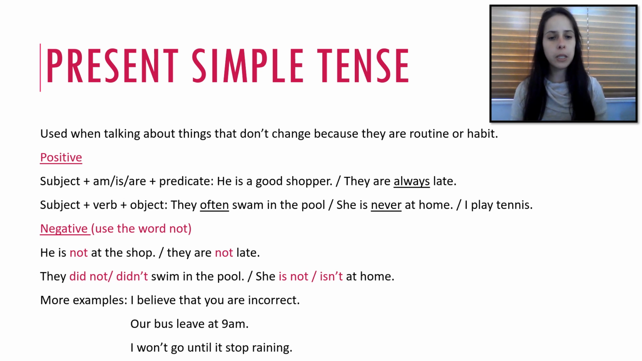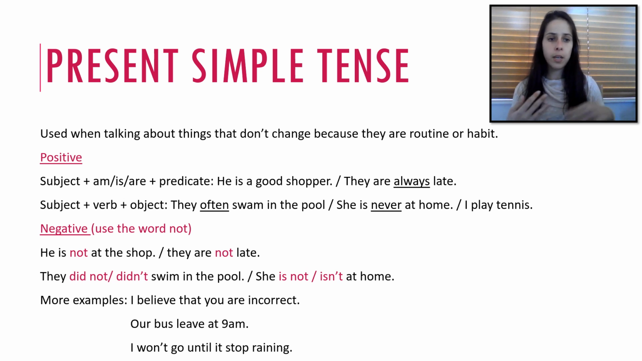If I want it to be in a positive sentence, I'm going to have a subject, and then I can use my auxiliary verb am, is, or are, either one, and then I've got my predicates. I did a lesson with you a while ago where we spoke about subject and predicate in a sentence. Remember, once I've got my subject, predicate is just the rest of the sentence. So when they say predicate, they're just saying whatever you're adding onto that. So let's have a look at the example. He is a good shopper. They are always late. So if we look back to our definition, it says talking about things that don't change because they're part of our habits.